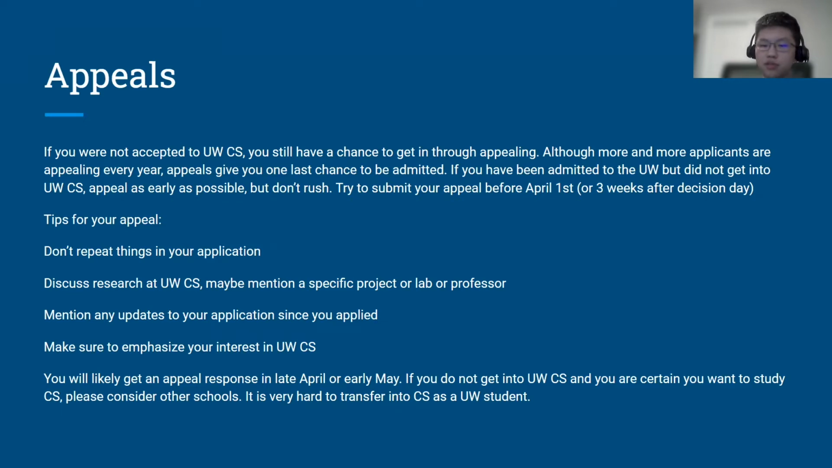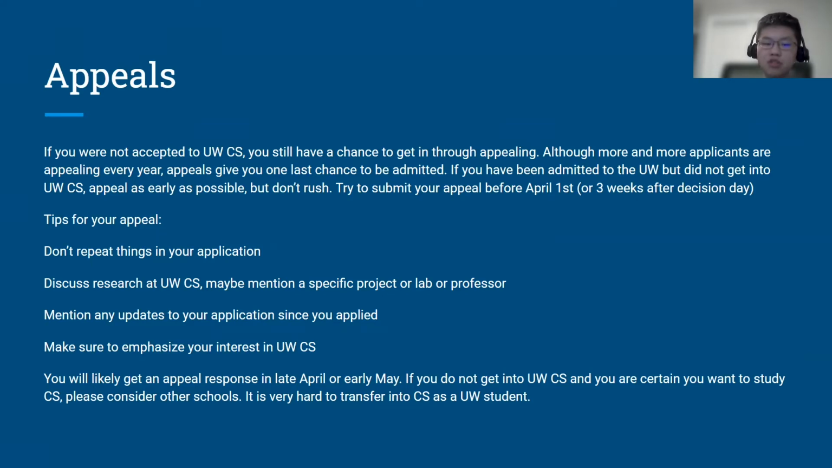So if you want to appeal, then appeal as early as possible, but don't rush. So I guess as a general rule, try to submit your appeal before April 1st or 3 weeks after the decision day, because I know the decision day changes from year to year. So maybe April 1st isn't always 3 weeks after decision day.